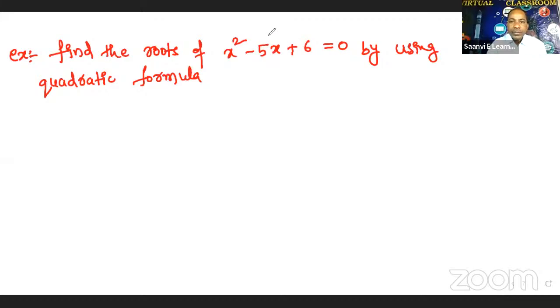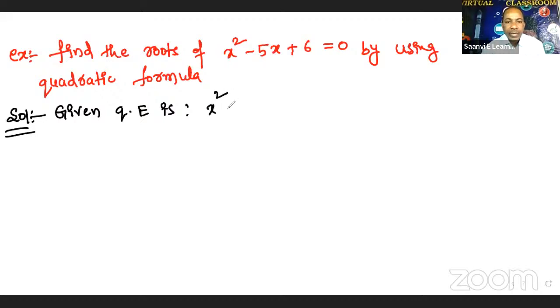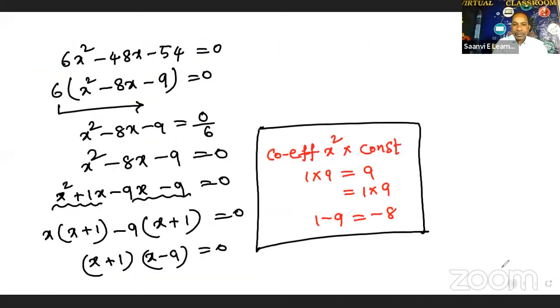Okay, children. So generally, we have discussed finding roots by factorization. What is the given quadratic equation? x square minus 5x plus 6 is equal to 0 is the given quadratic equation. Okay. So till now we have discussed finding the roots by the factorization method, multiplying the coefficient of x square into the constant number. Okay, we found the roots of the given quadratic equation.